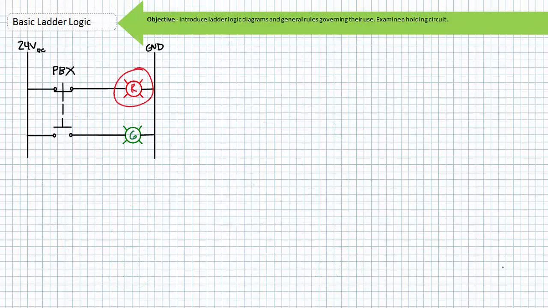Consider this subtle modification to this same ladder logic diagram. Two independent push buttons have now been replaced with a single break-make push button package, PBX, consisting of a mechanically interlocked, normally closed, and normally open connection. In the de-energized start state, the red light is on and the green light is off.